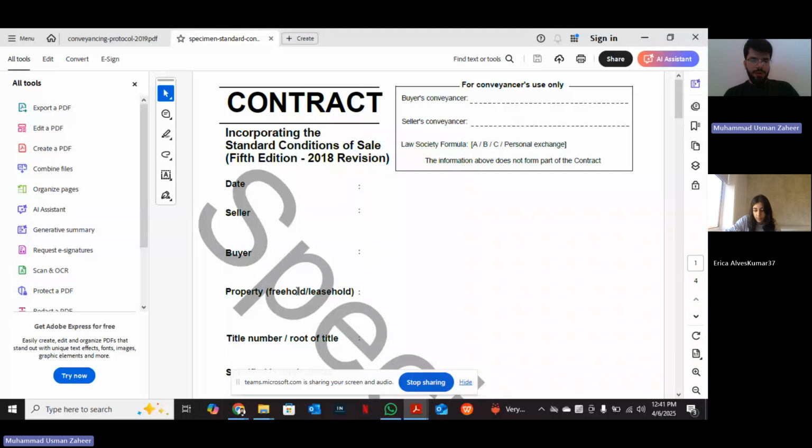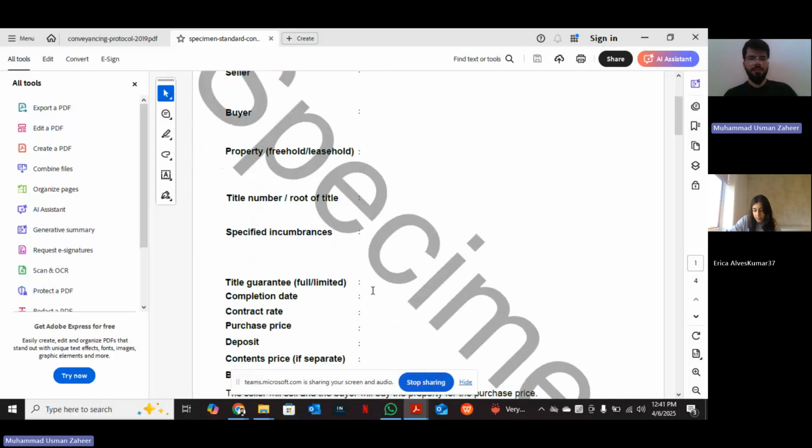Property: if it's freehold, you delete the leasehold part and you put in the freehold property known as this, edged red on the title plan, having title number this. And title number, root of title, so the title number would come here. Special encumbrances are usually in a standard format which different law firms have. It's usually standard within their contract, so you don't need to worry about that.